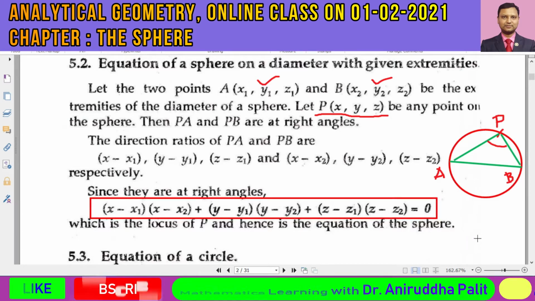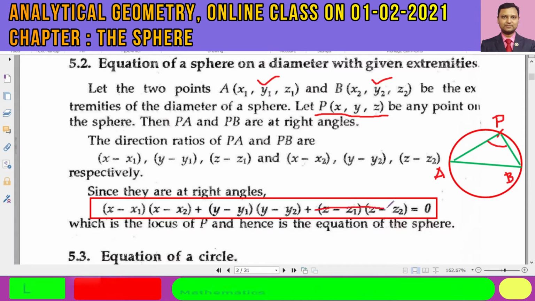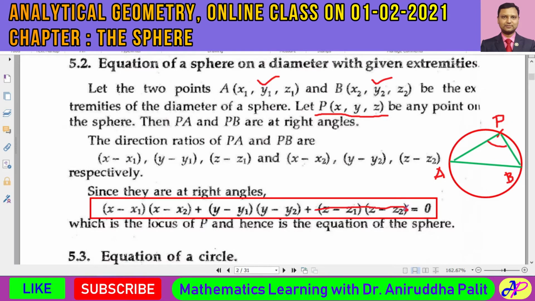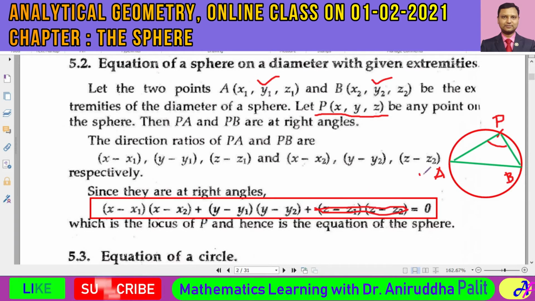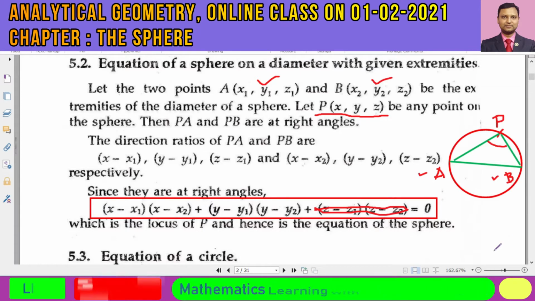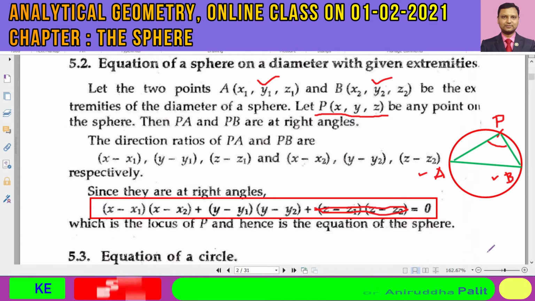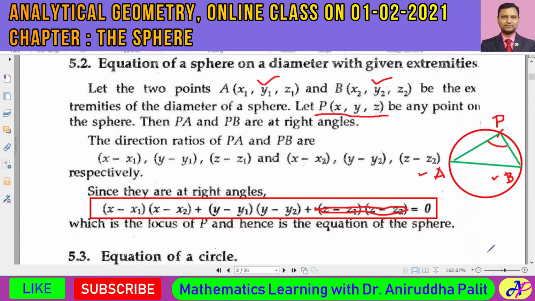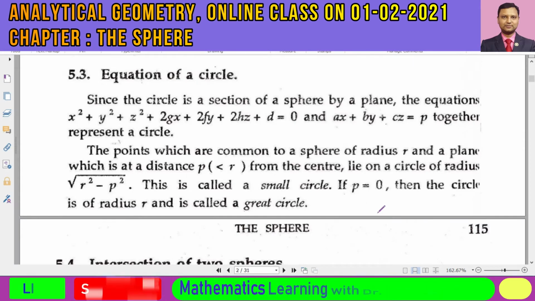This is very similar to the equation of the circle in two-dimensional geometry, whenever we know the coordinates of the endpoints A and B. In this way we compute the equation of the sphere. Now let's consider the equation of a circle.